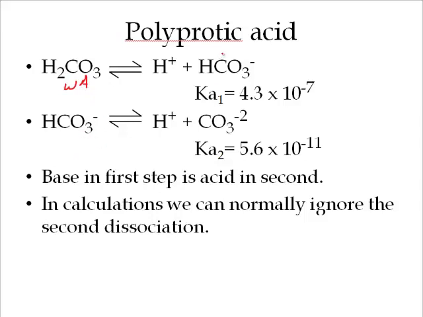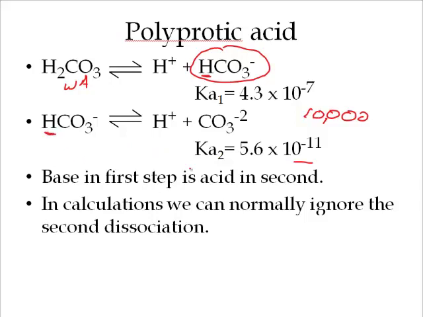Now, this is floating around in solution, and that H can break up into this reaction. But look at the Ka for this. Going from 10 to the minus 7th to 10 to the minus 11th is 1,000 times, or actually, it's 10,000 times. So we're talking about a massively lower amount of dissociation occurring with this second H.